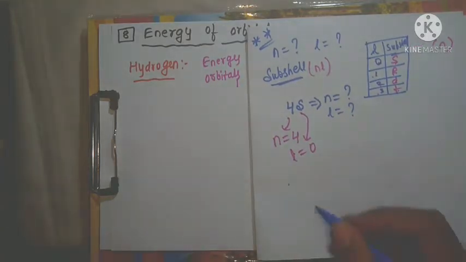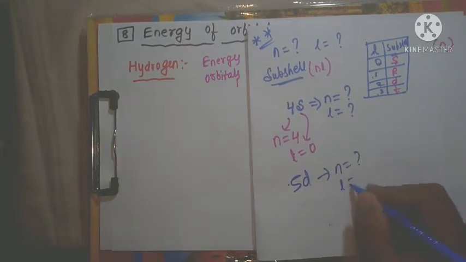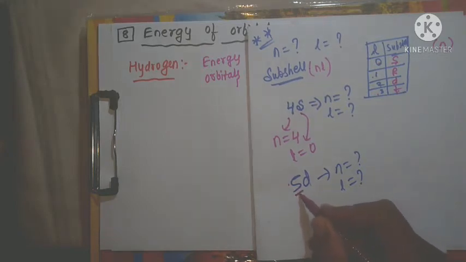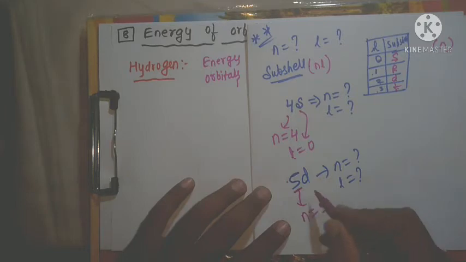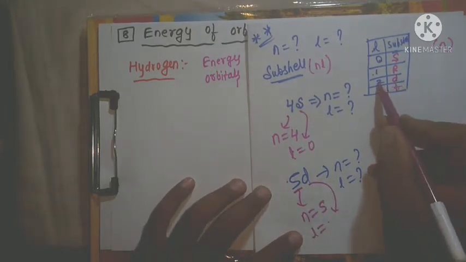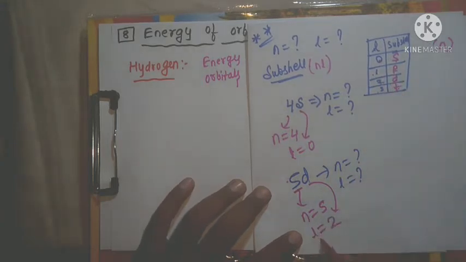Similarly, write another, 5D. What is the n value? What is the L value? This is the question. I told already the first number indicates the n value, therefore n is equal to how much? 5. And D is there. D gives the L value. D means what is the L value? 2. Here S means 0, P means 1, D means how much? It is 2. Therefore L is equal to 2.